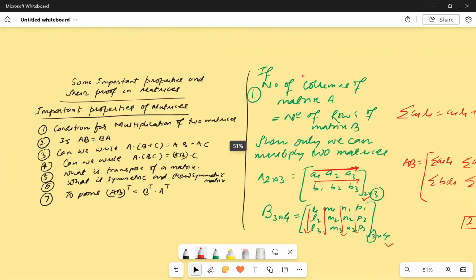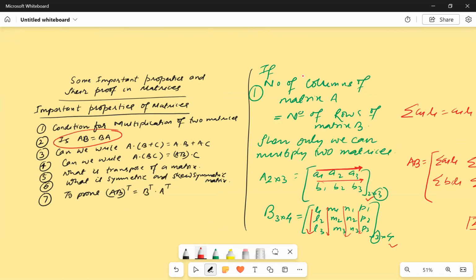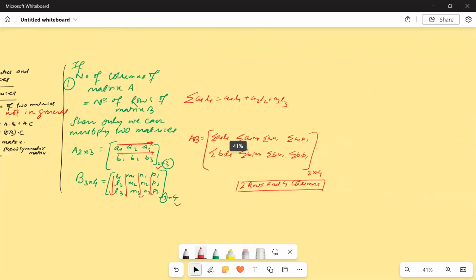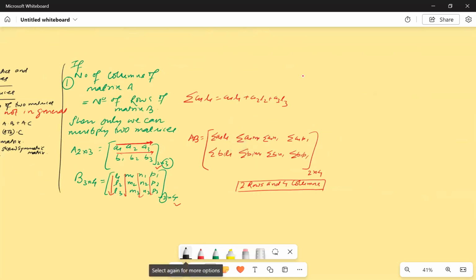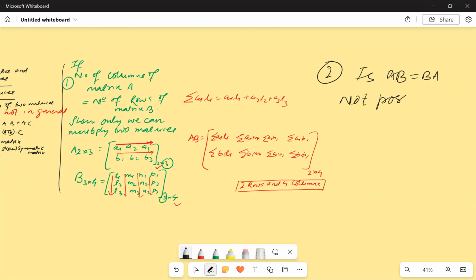Now come to the second part. Is AB equal to BA? No, not in general. Exceptions may occur. Why is it so? Is AB equal to BA? Not possible always, not possible mostly, you can say.